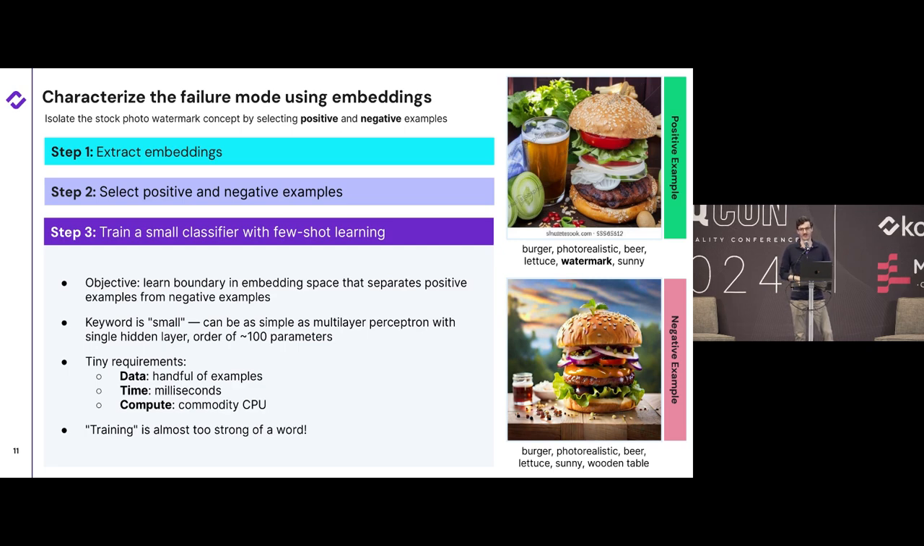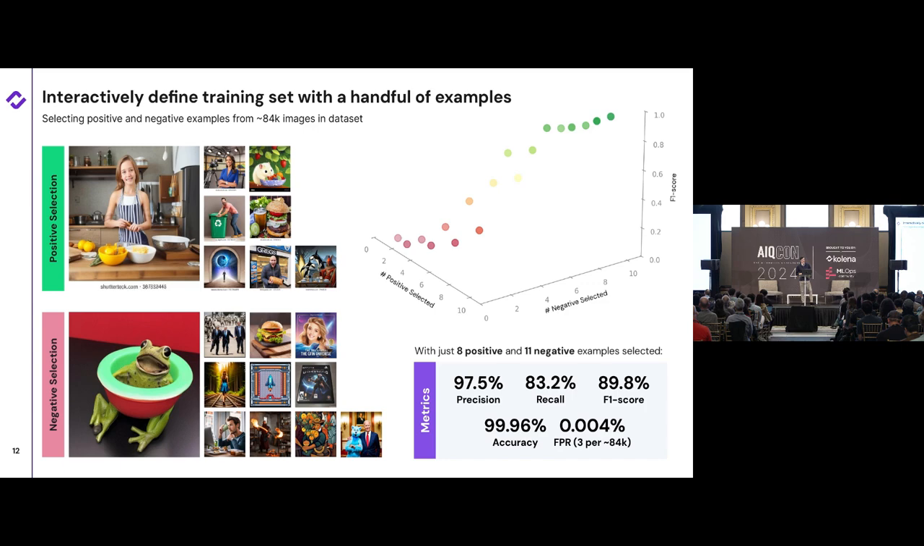You just need a handful of examples for data. The training process takes milliseconds on commodity CPU. So I hesitate even to use the term training because training comes with connotations of lots of time, lots of expensive data, lots of expensive hardware, and staring at those loss functions for quite some time. So let's go through this process and see what it looks like with a handful of examples.